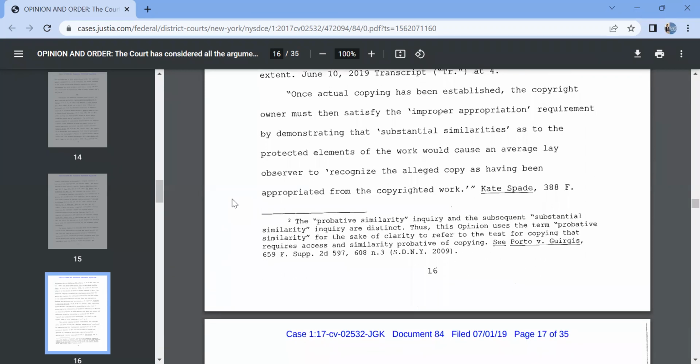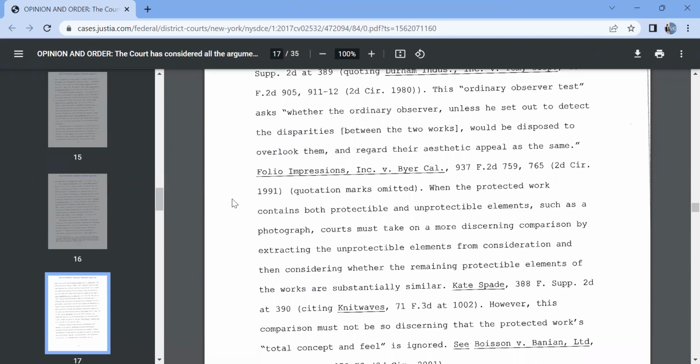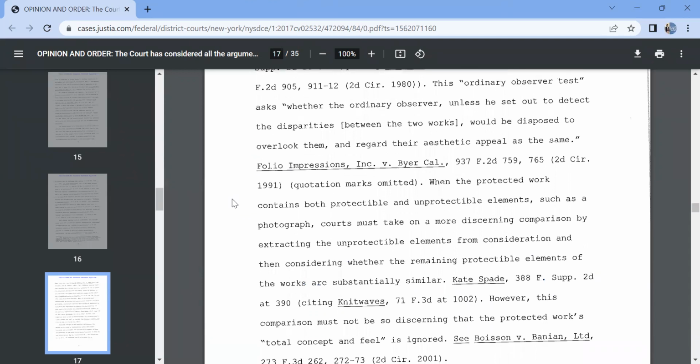Once actual copying has been established, the copyright owner must then satisfy the improper appropriation requirement by demonstrating that substantial similarity to the protected elements of the work would cause an average lay observer to recognize the alleged copy as having been appropriated from the copyrighted work. This ordinary observer test asks whether the ordinary observer, unless he set out to detect the disparities between the two works, would be disposed to overlook them and regard their aesthetic appeal as the same.